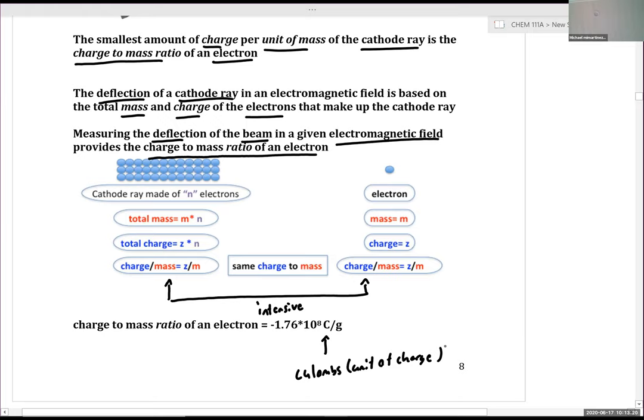Okay, so by studying these cathode ray beams, we were able to elucidate a pretty fundamental property of the electron, which is the charge to mass ratio. Now we can go one step further, and with additional experiments, we can even calculate to a startling degree of accuracy the overall mass of an electron.